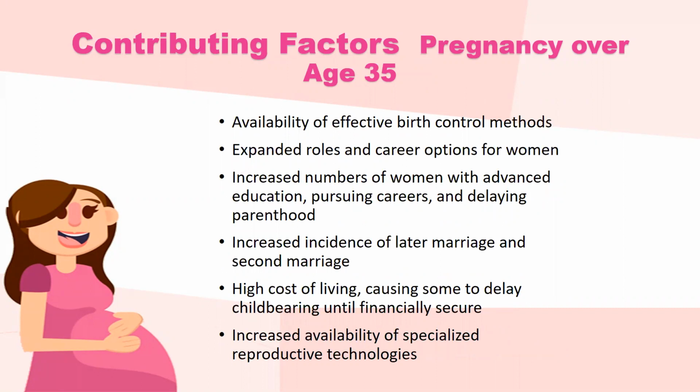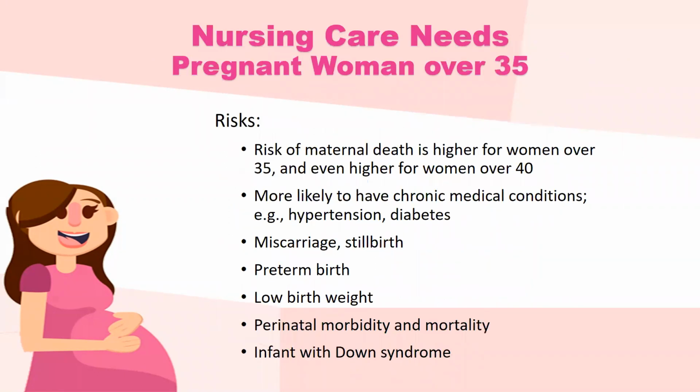Contributing factors for women who are pregnant at age 35 or over. 14.9% of all births occurred in women age 35 or older. Single women or couples who delay childbearing until they are older tend to be well educated and financially secure. Risk for women over 35. In the US and Canada, the risk of death has declined dramatically during the last 30 years for women of these ages.